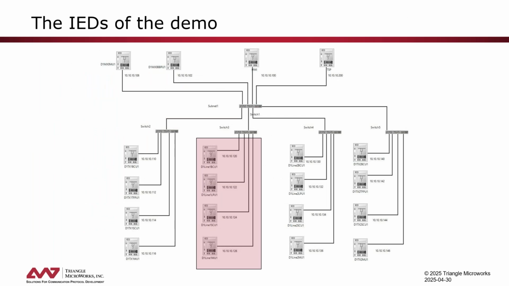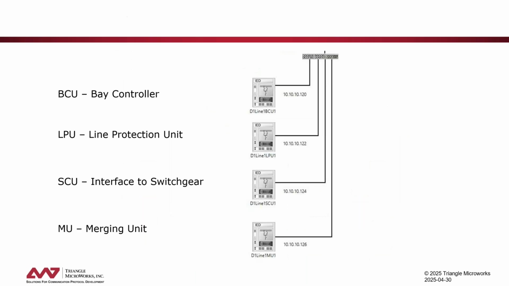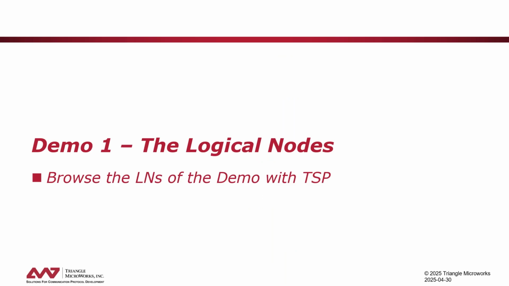Basically, we have in our demo for each of the bays 4 IEDs. We have a couple of IEDs on station level. Then for each of the bays 4 IEDs, and we will focus in the demo on line 1, where we have a bay controller, we have the line protection unit, we have this interface to the switchgear, and we have the merging unit. And after that, with this quick introduction, I hand over to Jackson for the first demo to refresh a little bit these basic aspects. Thank you, Christoph.